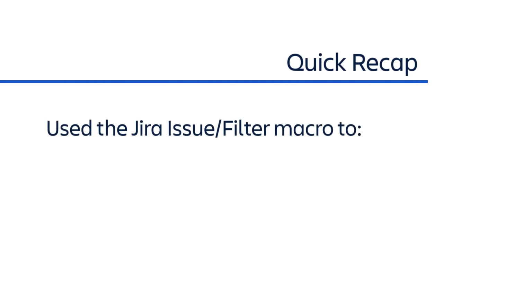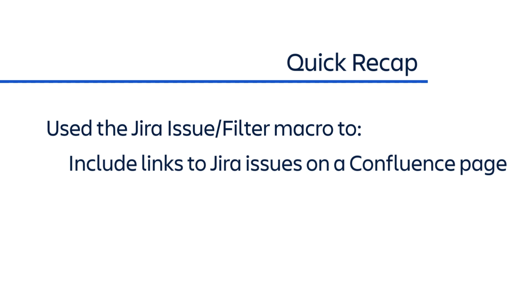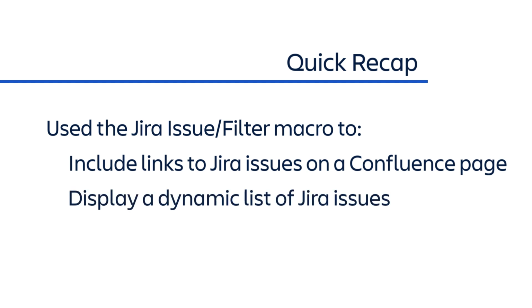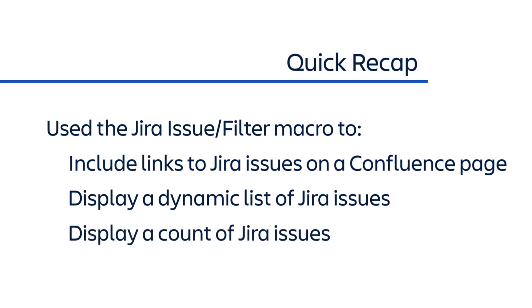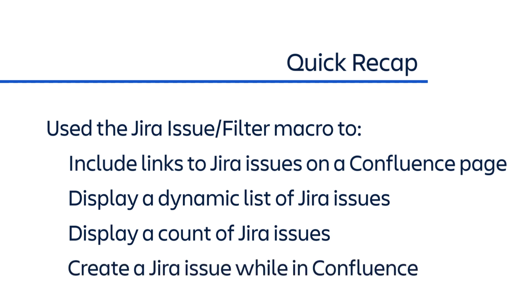Let's quickly recap what we covered in this video. We use the Jira Issue Filter macro to include links to Jira issues on a Confluence page, to display a dynamically updated list of Jira issues, to display a simple issue count, and we saw one way the macro can be used to create a Jira issue.